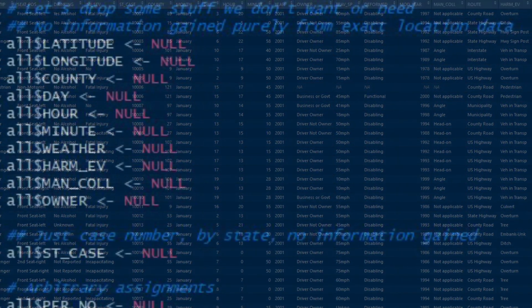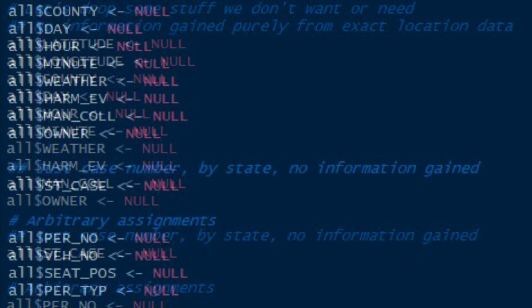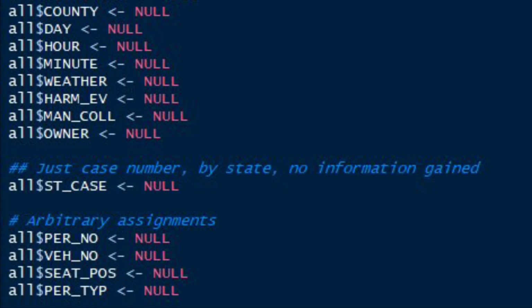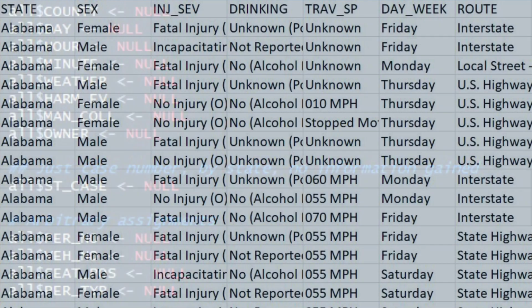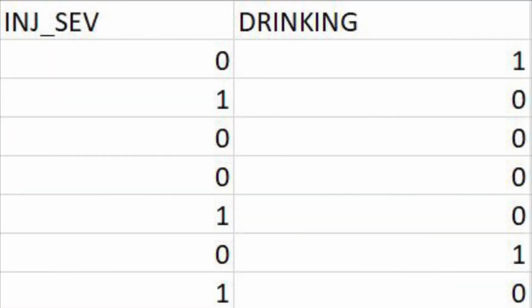The variables we decided to drop because of lack of information gained are latitude, longitude, county, day, hour, and minute. We dropped state case, person number, and vehicle number since they are unique to a specific case. We also dropped seat position, person type, and owner since they had too many non-numeric values that we could not easily recode. On the other hand, the variables we did include were injury severity, drinking, day of week, travel speed, route, state, and more. We also took the non-numeric variables we kept in the dataset, such as injury severity and drinking, and recoded them so they would be numeric values, thus allowing us to run our model effectively.